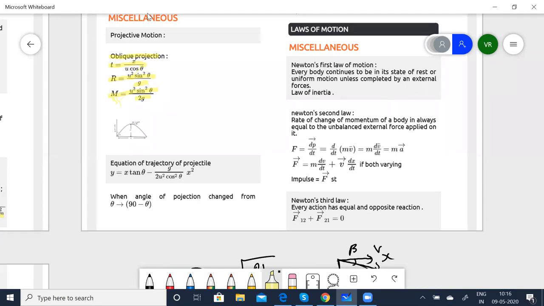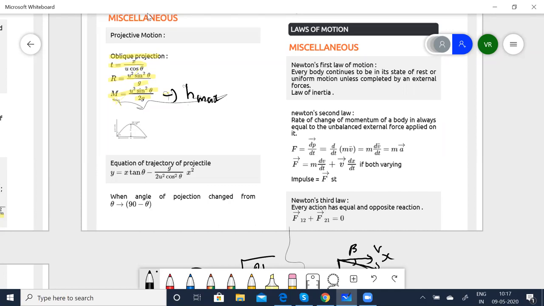M stands for maximum height of the projectile, which is nothing but H max. If you can remember M, you can take it as M, or you can take it as H max, which is equal to u squared sin squared theta by 2G.